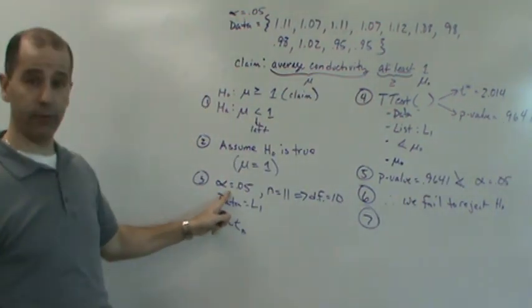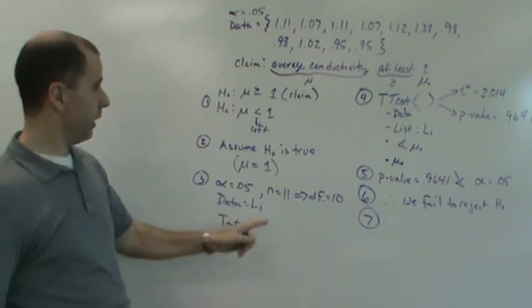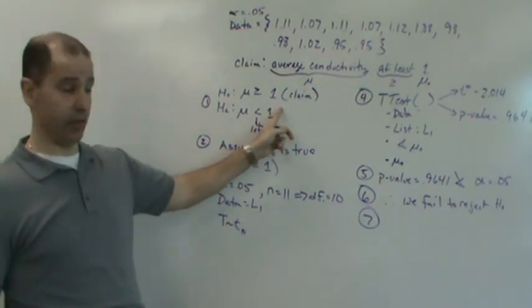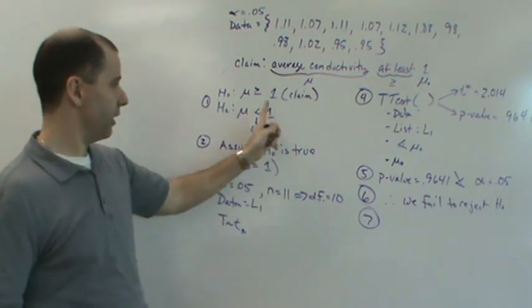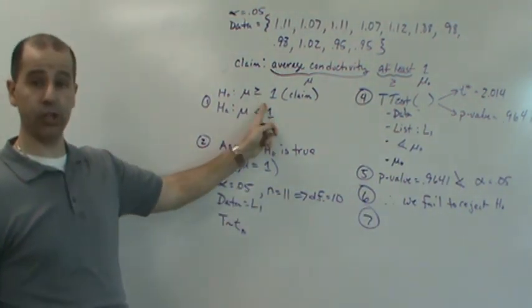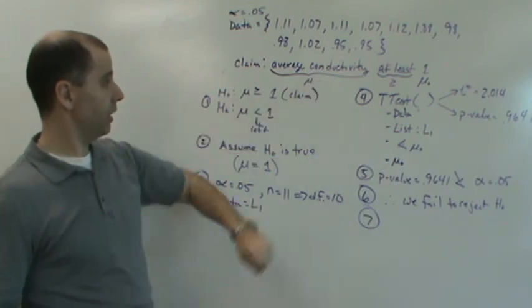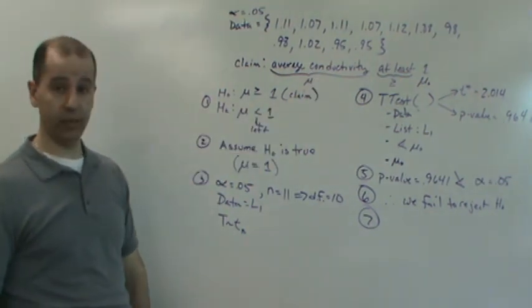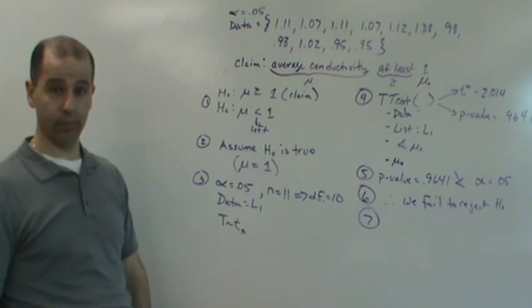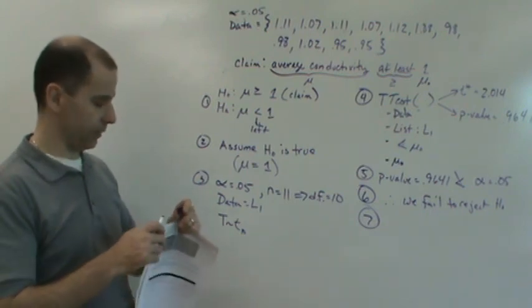So what I would state for number 7, the final step for the conclusion, is: at an alpha level of 5%, there is not enough evidence, because we failed to reject, there's not enough evidence to reject the claim that the average conductivity is at least 1. Okay, that's the way we state it.